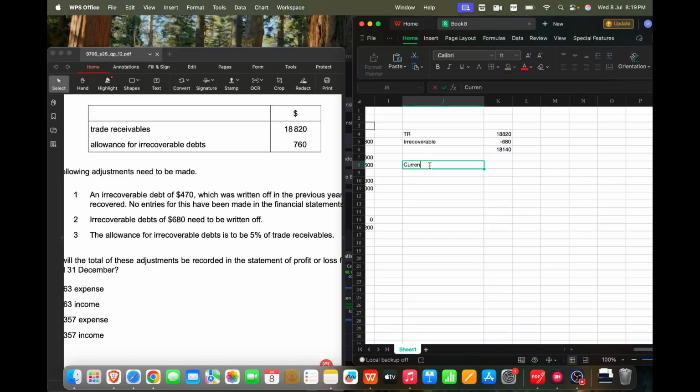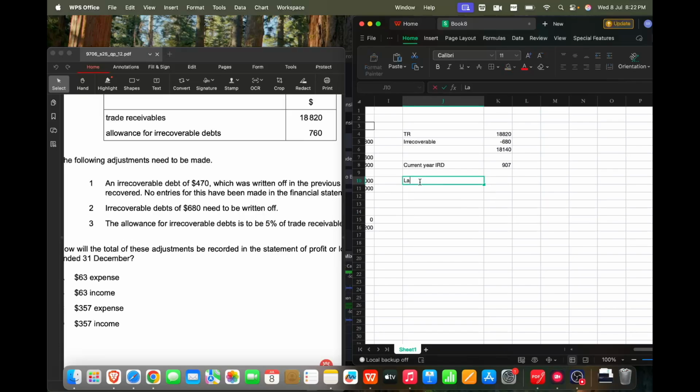So the current year irrecoverable debt is 5% of this amount. So, into 5 divided by 100, which is 907. If you look here, last year the allowance for irrecoverable debt was 760. This year the allowance for irrecoverable debt is 907. And last year the irrecoverable debt amount is 760.